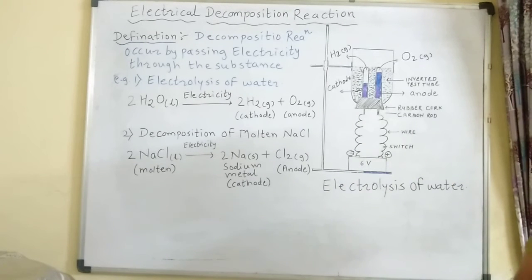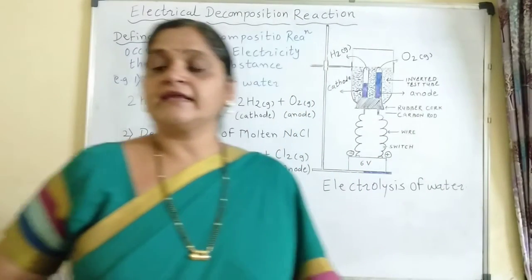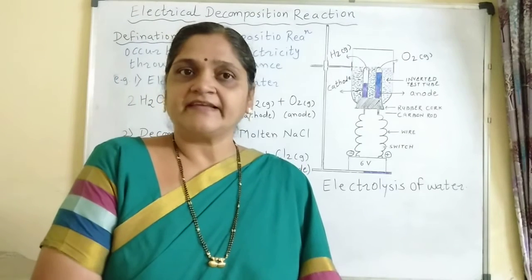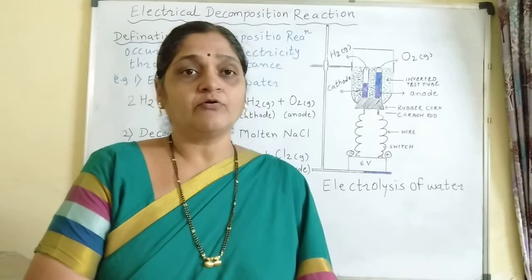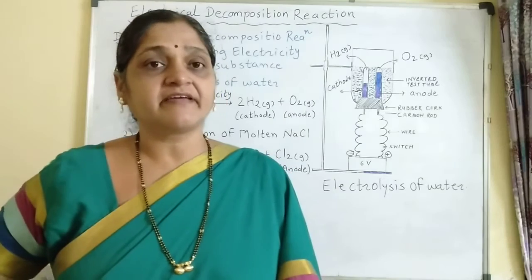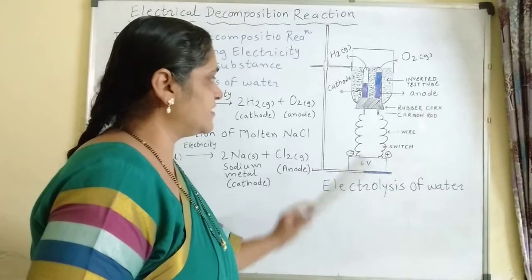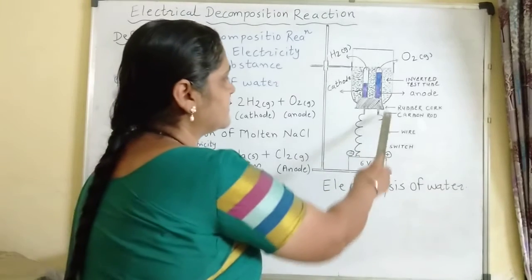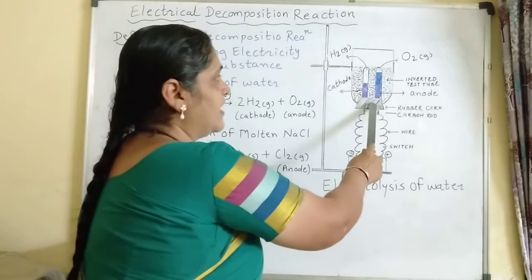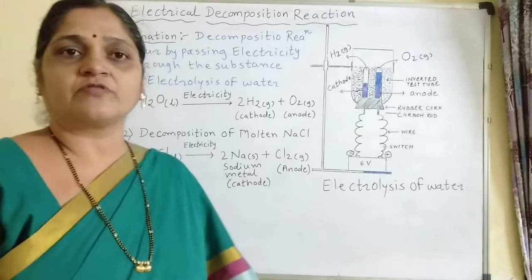Now, how are they known as cathode and anode? Here you must be aware of the concept of electrical conduction through liquids. In this reaction, the electrode is called anode or cathode depending upon whether it is connected to the positively charged terminal or the negatively charged terminal of the battery. So the cathode is connected to the negative terminal of the battery, and the anode is connected to the positive terminal. Through the battery, electric current is passed through the water.